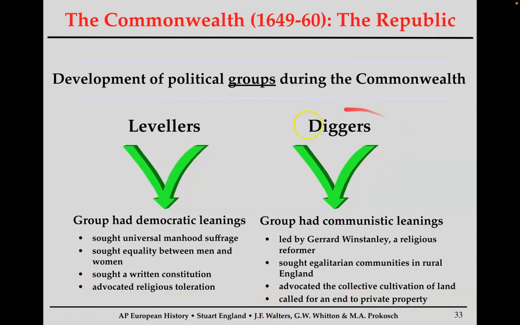Then you have another group who's even more, I would say, liberal, I suppose, in this case, called the Diggers. They basically wanted to dig up the foundation of England and create egalitarianism. Folks, when you call for egalitarianism, you're calling for complete equality across the board. And effectively, maybe, if they're talking about collective cultivation of land, that means they're kind of co-owning it amongst the population. End of private property.